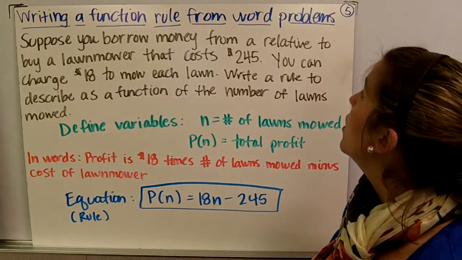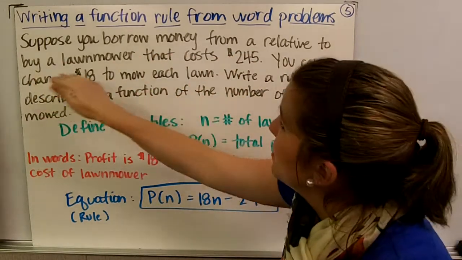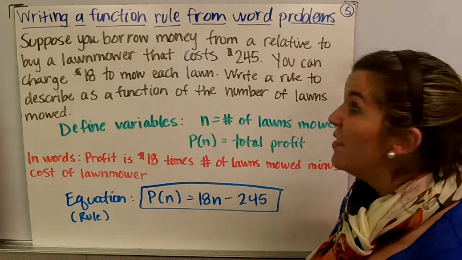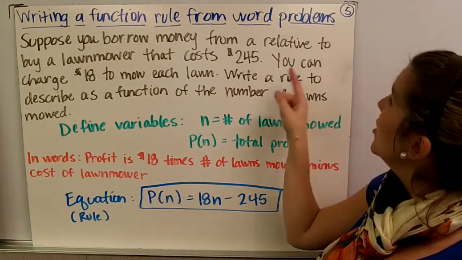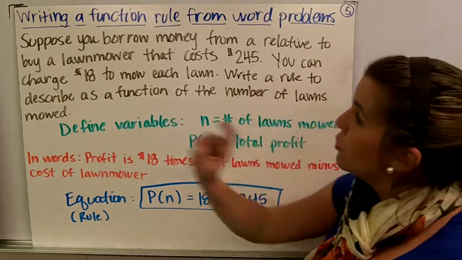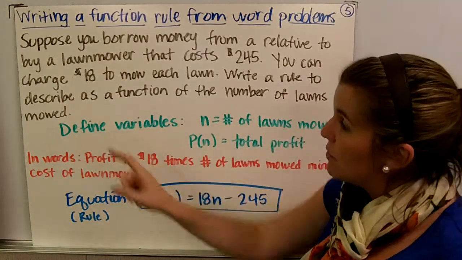Writing a function rule from word problems. Suppose you borrow money from a relative to buy a lawnmower that costs $245. The secret word is John Deere. So we're talking about John Deere lawnmowers now. You can charge $18 to mow each lawn. Write a rule to describe as a function of the number of lawns mowed.